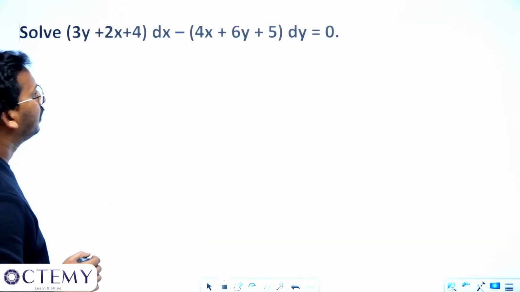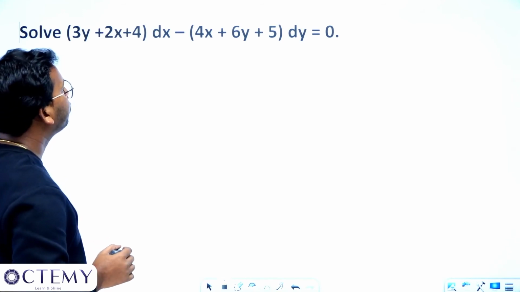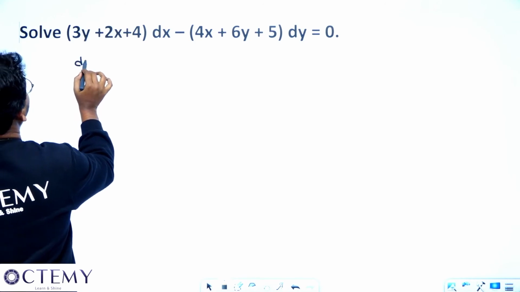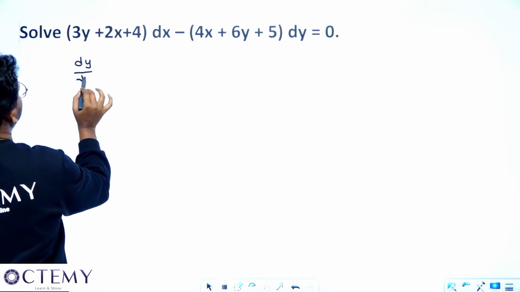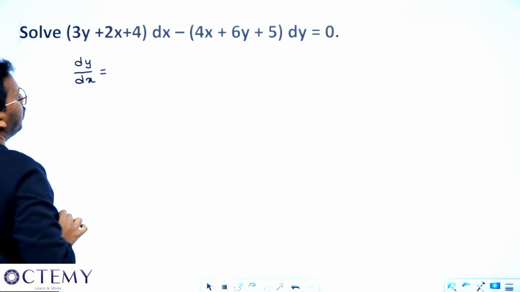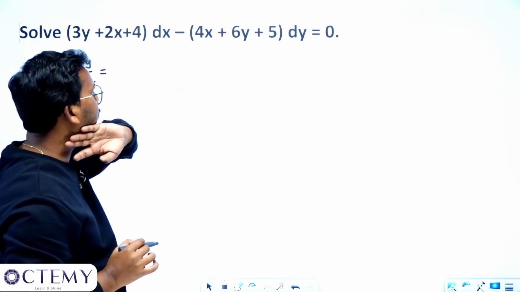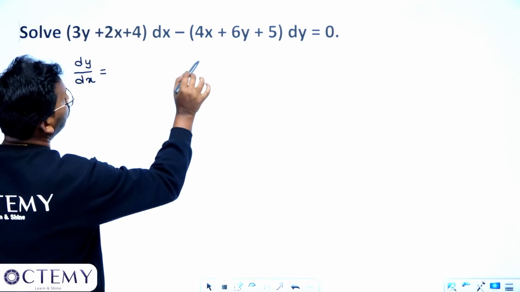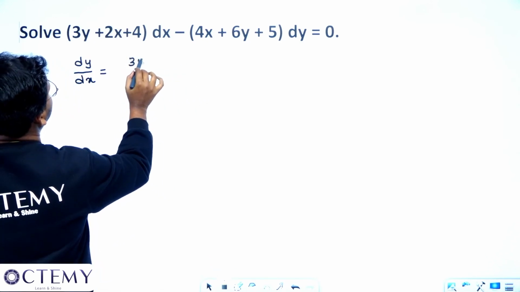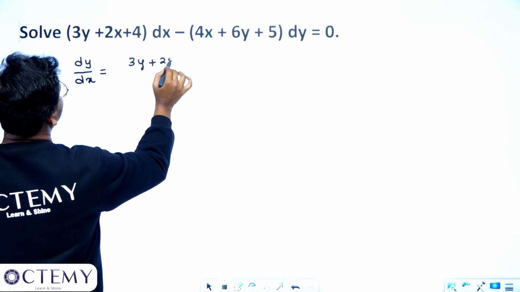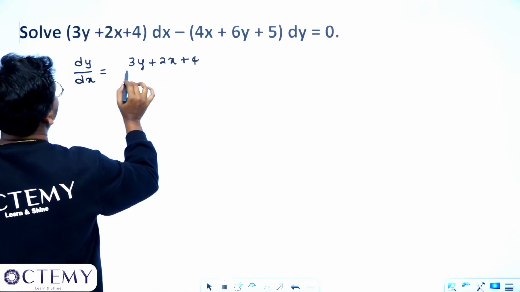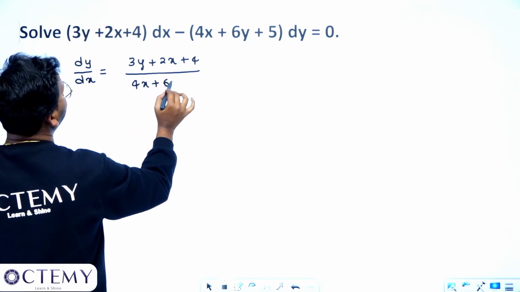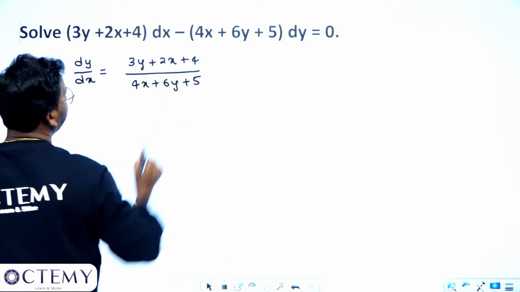This is the example. In this example, see what is he asking you? Here if you observe, let us first write dy by dx. If I write dy by dx, this is the example of case 2. So dy by dx is, you will send this fellow that side, and you will send this fellow here, right? So this will become something like 3y plus 2x plus 4 divided by 4x plus 6y plus 5, right?